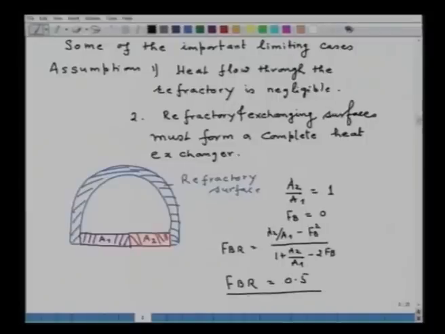So, you see the value of FBR depends upon the area ratio of A2 and A1 and also on the value of FB, that is, what fraction of the surface can be seen by A2 with reference to A1 or A1 with reference to A2. This is one particular example. Let us take another example.